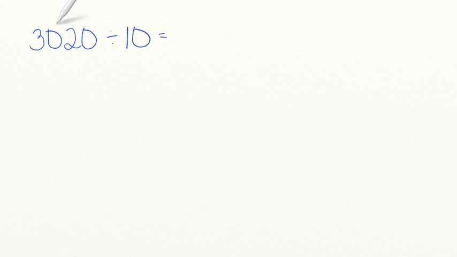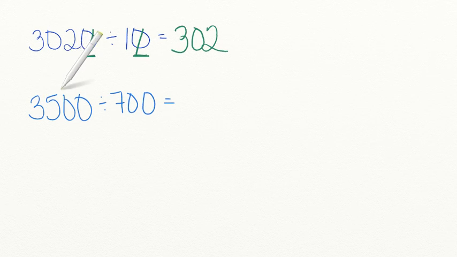What is 3,020 divided by 10? Well, look, 10 has 1 0, and 3,020 also ends in 1 0. So if we cross out those zeros, we need to divide 302 divided by 1. And any number divided by 1 will be the number itself, 302. That was pretty simple. Let's try another.